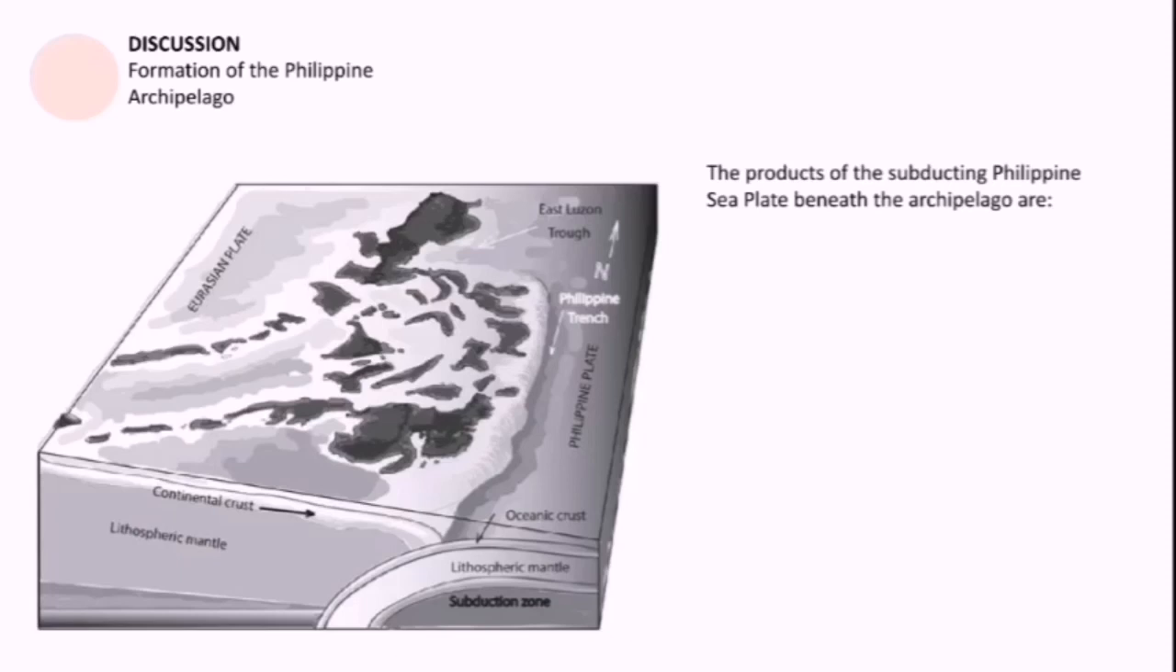Okay, so the products of the subducting Philippine Sea Plate beneath the archipelago are the following: East Luzon Trough, which is a trench; the Philippine Trench, which is another trench. So for this part, the Philippine archipelago is called an archipelago for a reason because it is a group of islands. And as islands, they are just small portions of the lithosphere that actually emerged above sea level. Before, they were not really there, right? We all know about that.